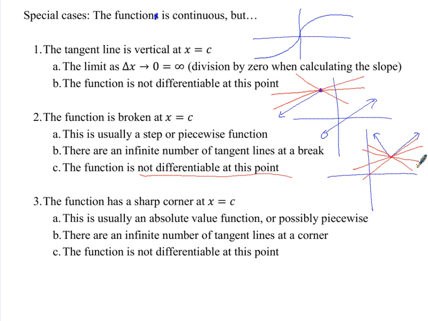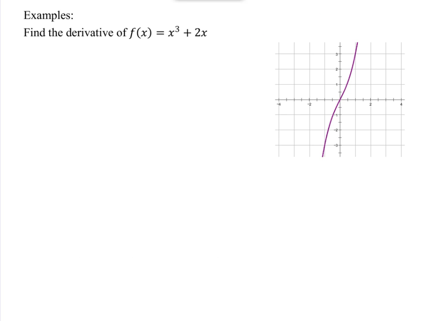So each one of these three examples is continuous, but it has a special circumstance that doesn't allow us to take the derivative at that particular location. All right, let's get away from basic parabolas and let's move on to more complicated functions and find their derivatives.